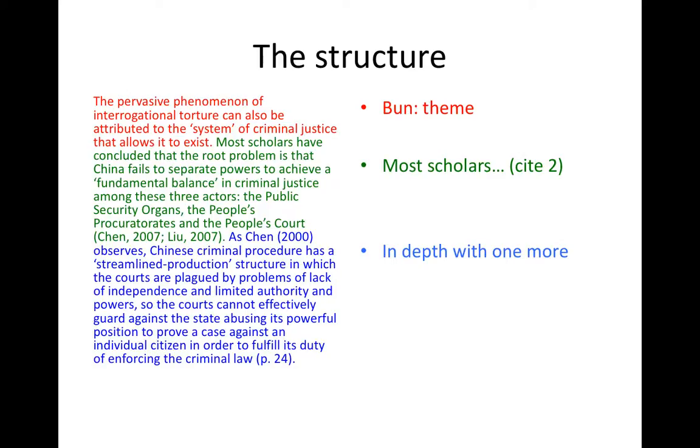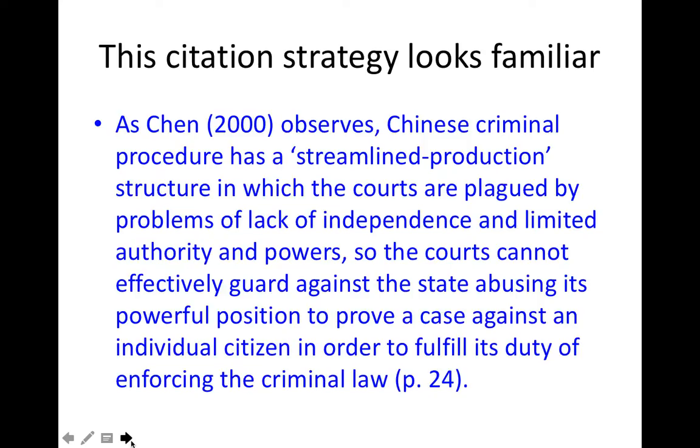in parentheses. So we have name, comma, date, and we could have a page number if we were dealing with a paraphrase or a quotation. Notice here we have two sources, and this is what you do when you have two sources that you're citing in the same sentence. You separate them in the citation with a semicolon. Okay, so that's the second citational strategy, where you dump the whole citation at the end of the sentence.